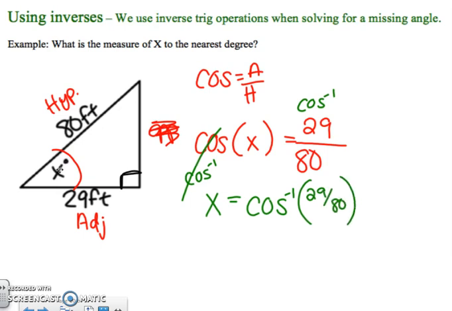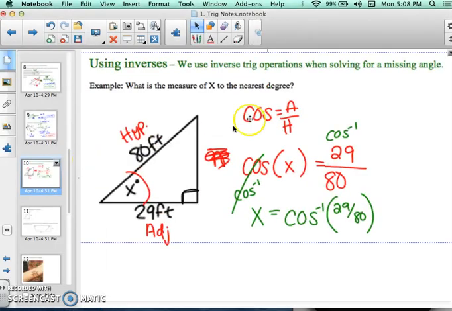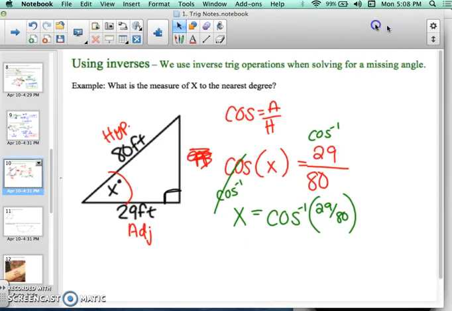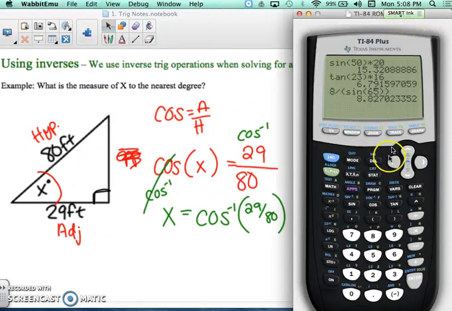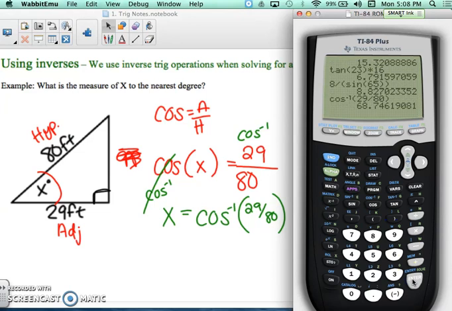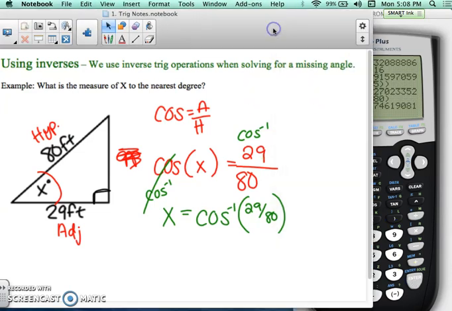Now just go ahead and leave it as a fraction, and we can type it in. Now it does want me to round to the nearest degree, so I want the nearest whole number. So I'm going to type inverse cosine 29 over 80 and get 68.7, which would round that to 69 degrees.